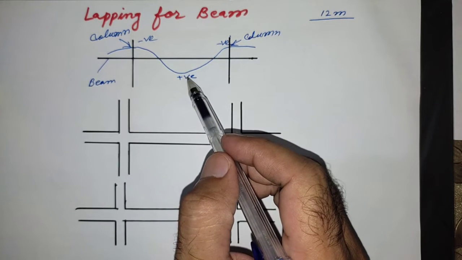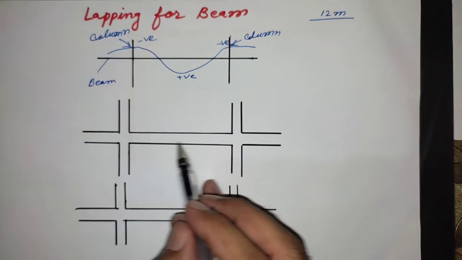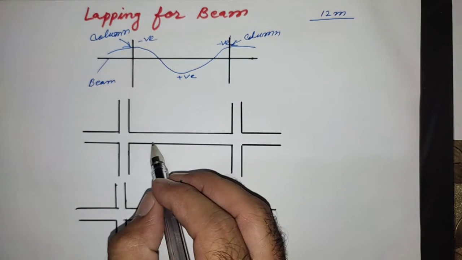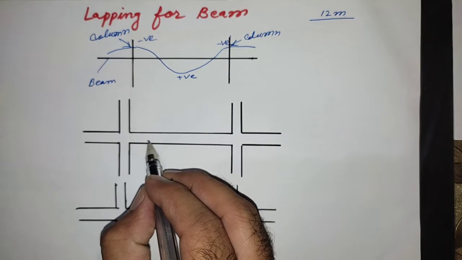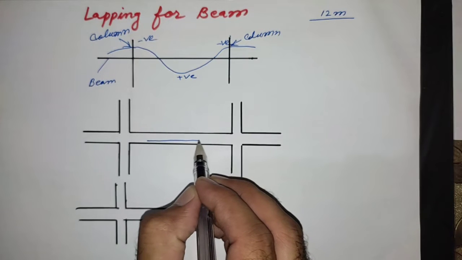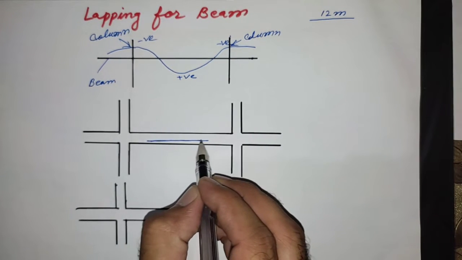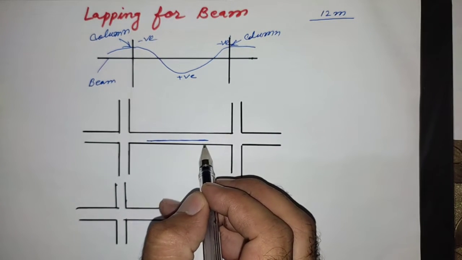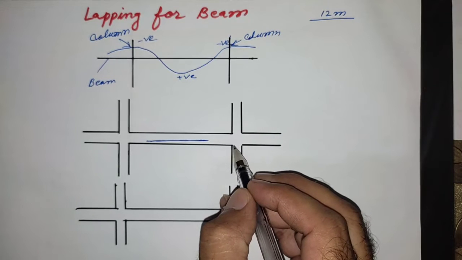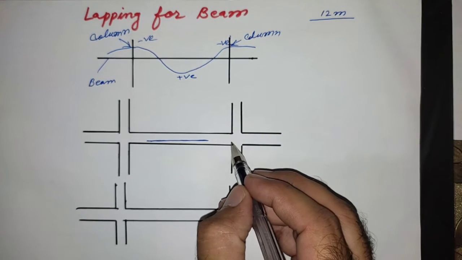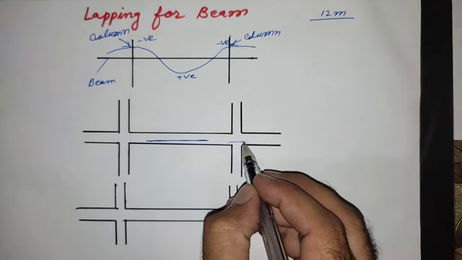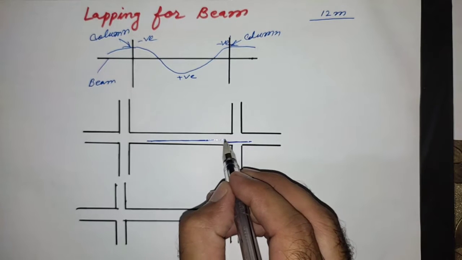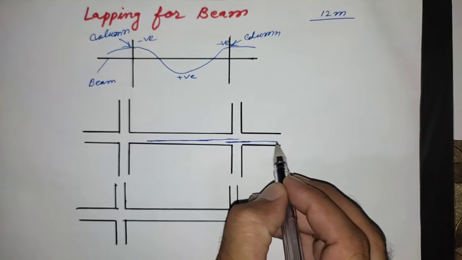So when we provide overlap, see in this diagram, in this area we will not provide overlap. This is steel bar. So in this area we will not provide lapping. We will provide lapping in this area, in bottom reinforcement. This is negative moment, so we will not provide lapping in this area.